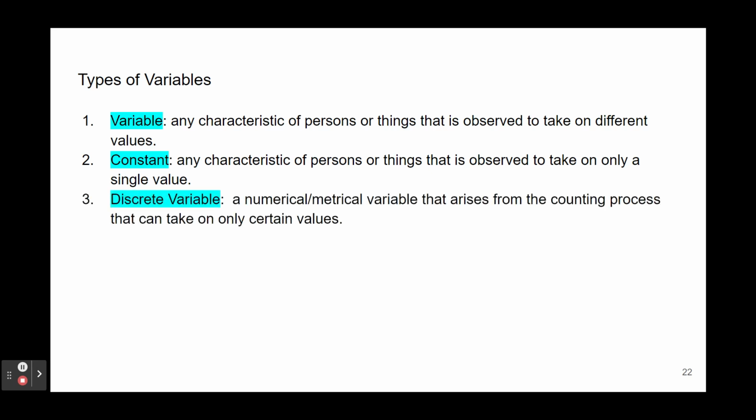A discrete variable is a numerical variable that can take only certain values. 1, 2, 3, 4, 5. That's it. There's no 1.2. For example, how many students are in my data set? There's no 1.2 students. Are you with me? There's no 1.7 students. Count data should be what? It should be an integer. Are you with me?